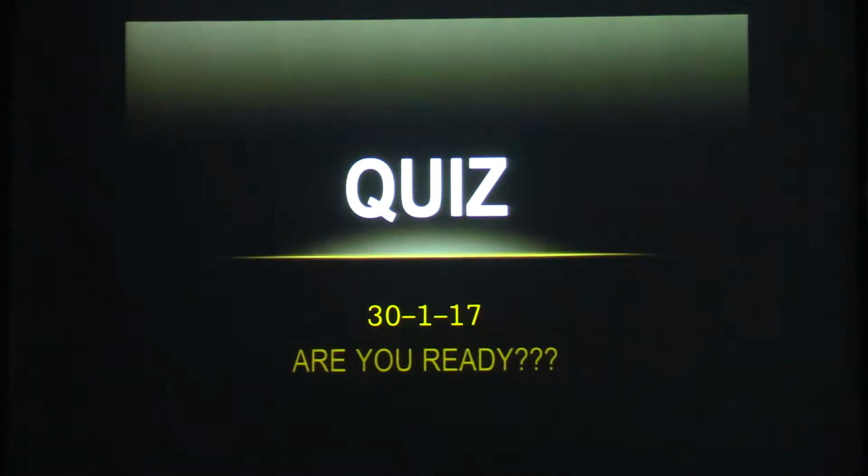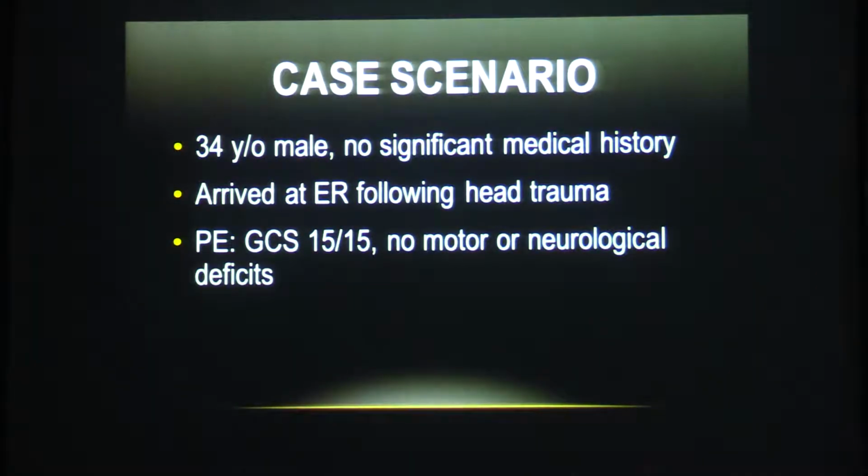So, we have another clinical case, and the story is as follows. This is a 34-year-old male with no significant medical history. He arrived at the ER following head trauma. On physical examination, he has a Glasgow Coma Scale of 15 out of 15, with no motor or neurological deficits. But because he still complained of headaches, he underwent a CT scan.